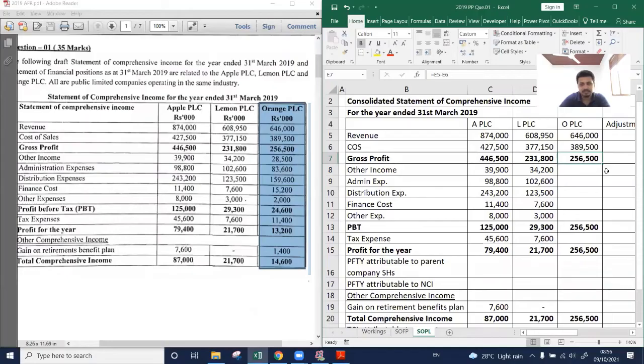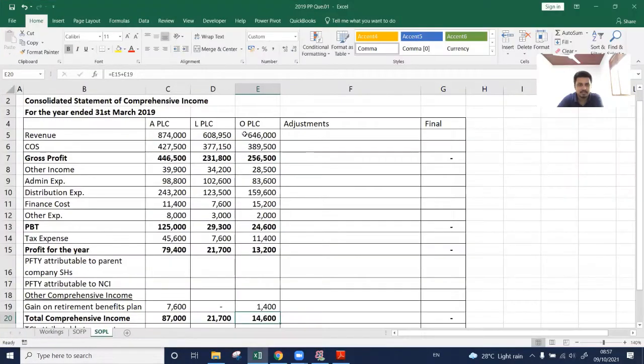The income, administration expenses, distribution expenses, finance cost, other expenses, and we have a tax expense of this much, other comprehensive income 1,400. Right. So we have done that part. Individual figures of these three companies we have considered.